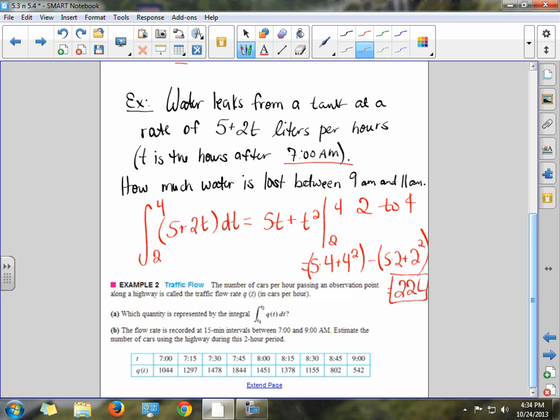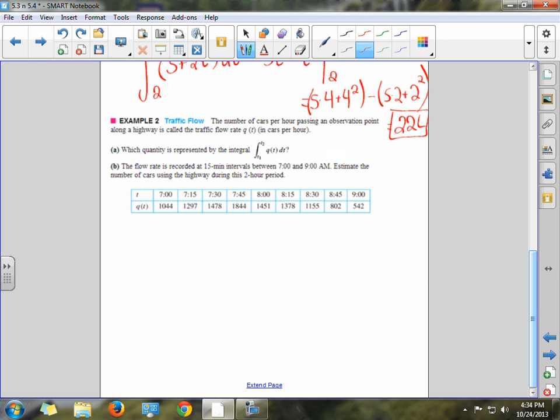All right, so let's try it with Riemann sums. Same deal. So at first they ask, we have the number of cars passing per hour is given by Q of t. So this is a rate of change. And then the first thing they ask me is what quantity is represented by the integral from t1 to t2. And so this is your net change. So it's going to be the total number of cars that passed between T1 and T2.